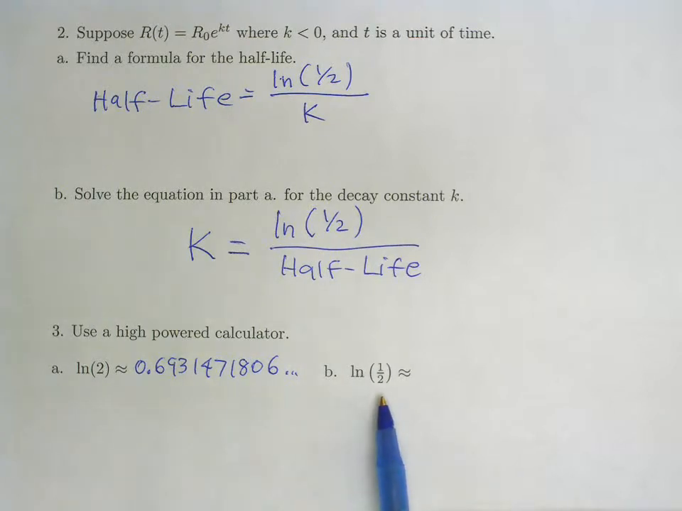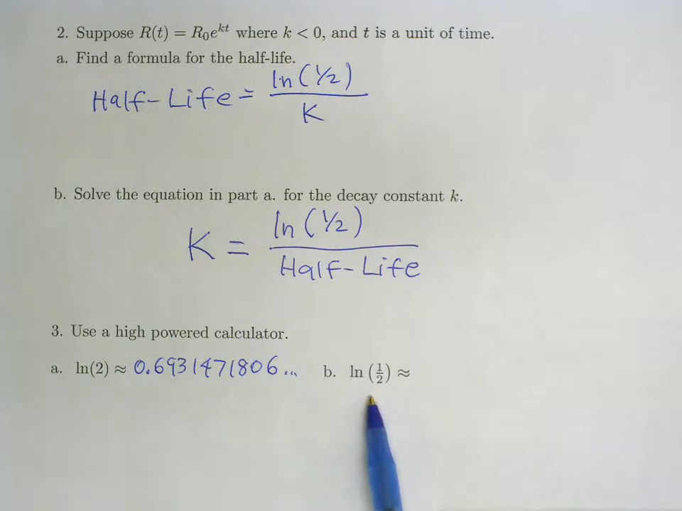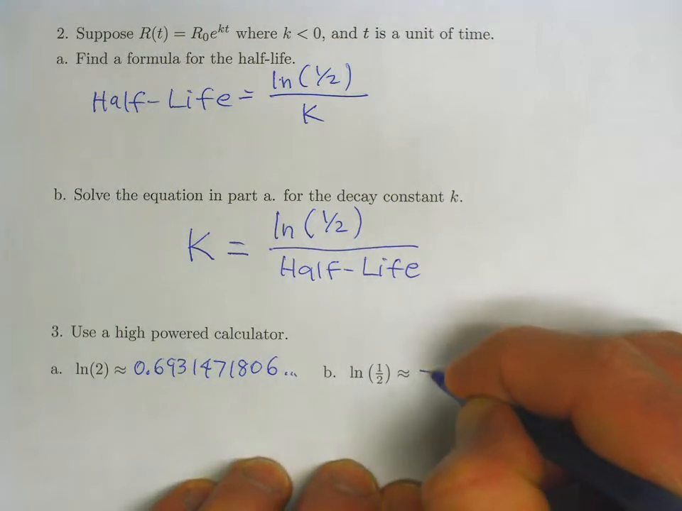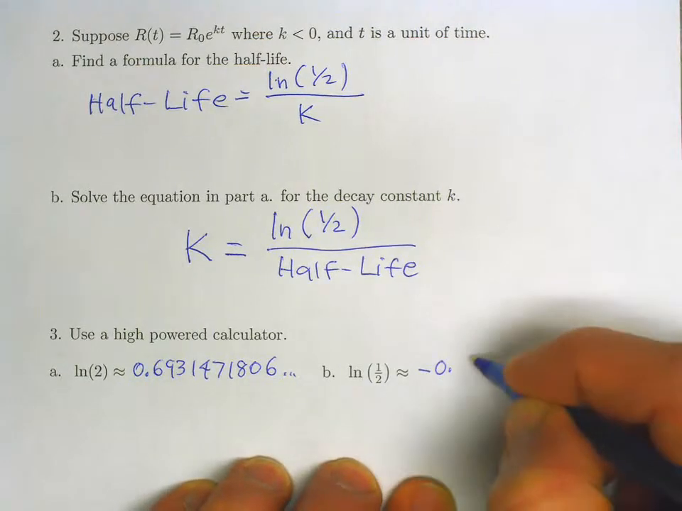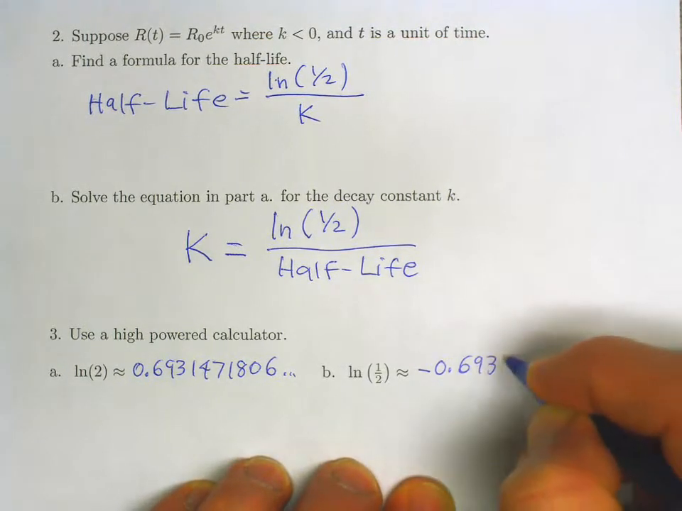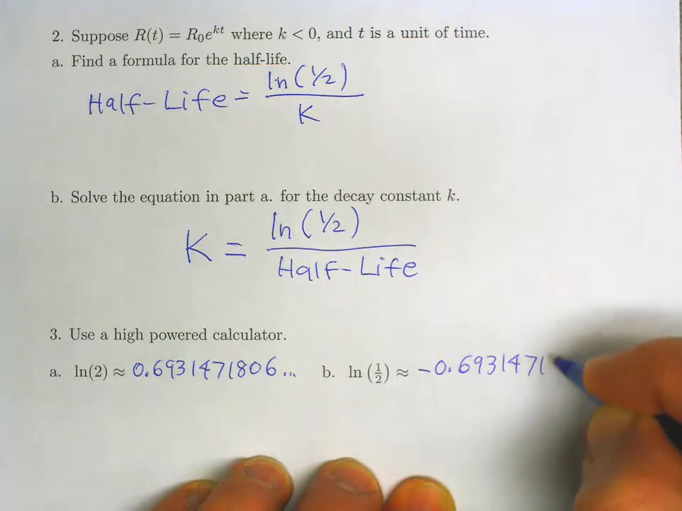The natural log of 1/2, well, I'll just tell you what it is, but if you know what the natural log of 2 is, you can use properties of exponents and logarithms to determine what the natural log of 1/2 is. This is just the negative of 0.6931471806, and so on.